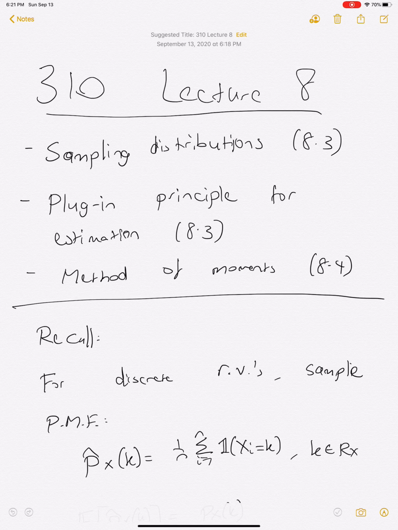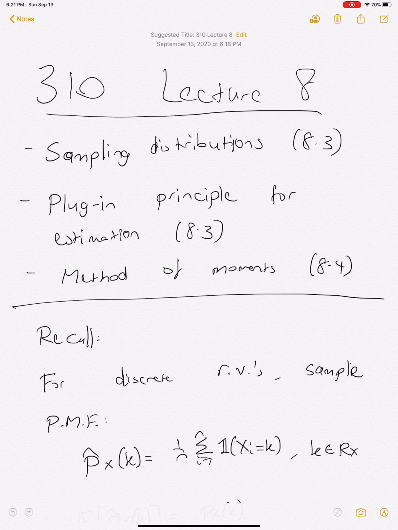Okay, welcome to Stat 310 Lecture 8. So today we're continuing on in our new chapter, Chapter 8. And in particular, we're continuing on with the concept of sampling distributions, which is in 8.3.